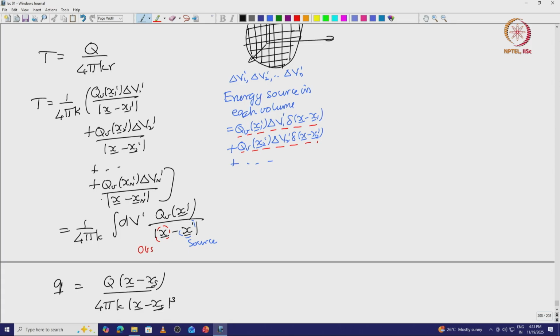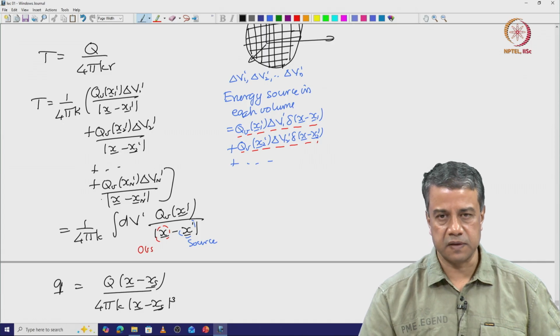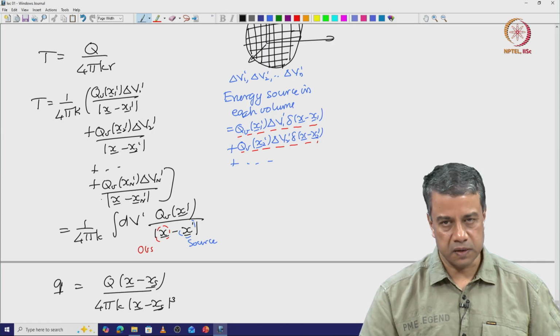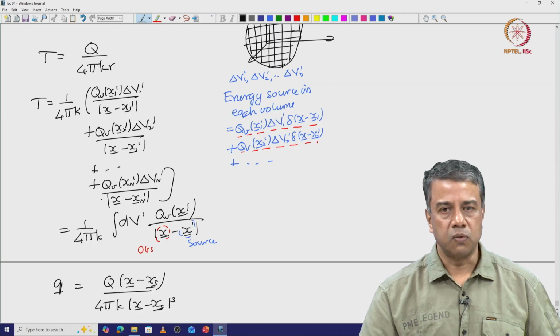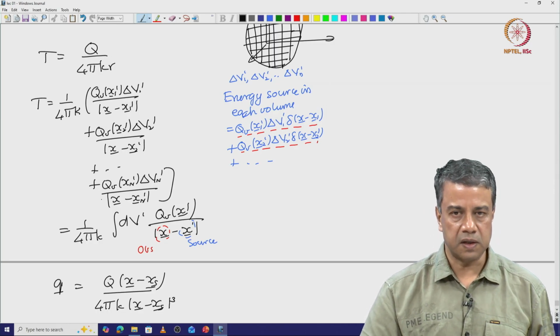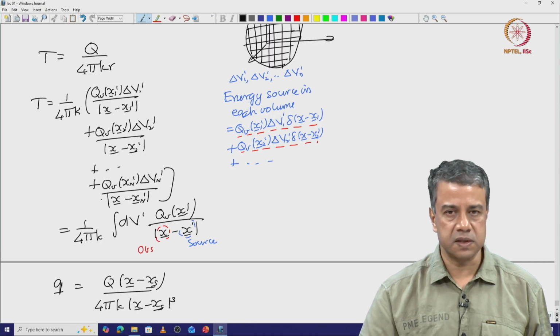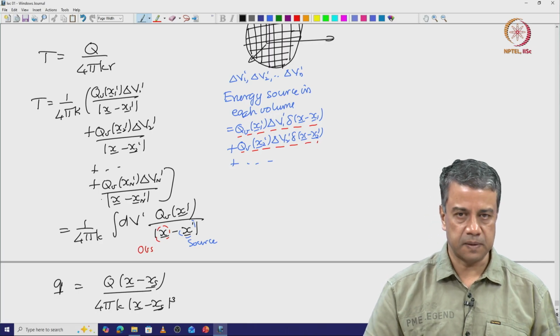In the next lecture, I will discuss a particular example of calculation of this temperature field due to a point source and due to a distributed source, and then we will go on to looking at what we need to do to apply boundary conditions. So, I will continue this in the next lecture. I will see you then.